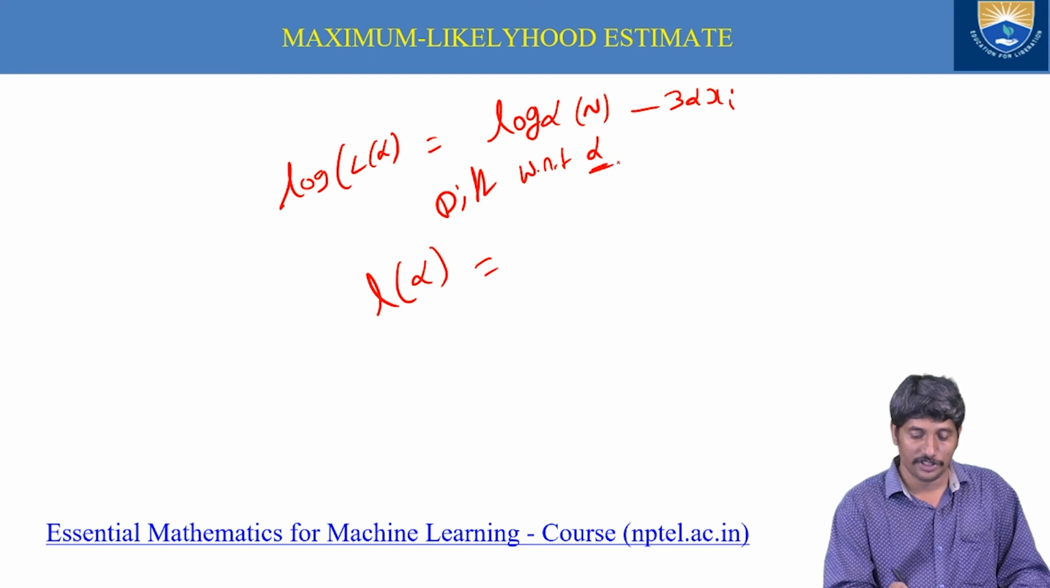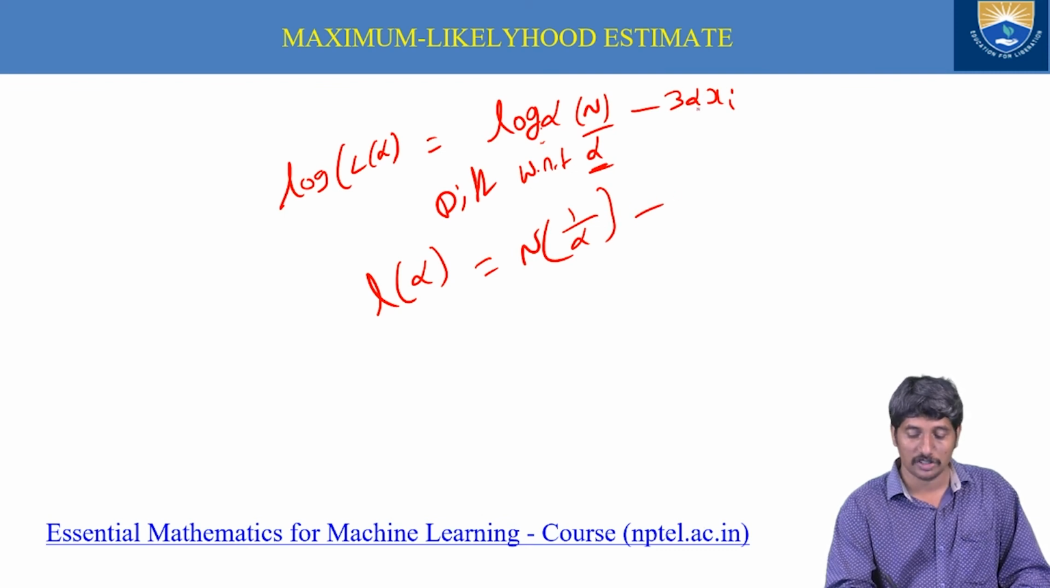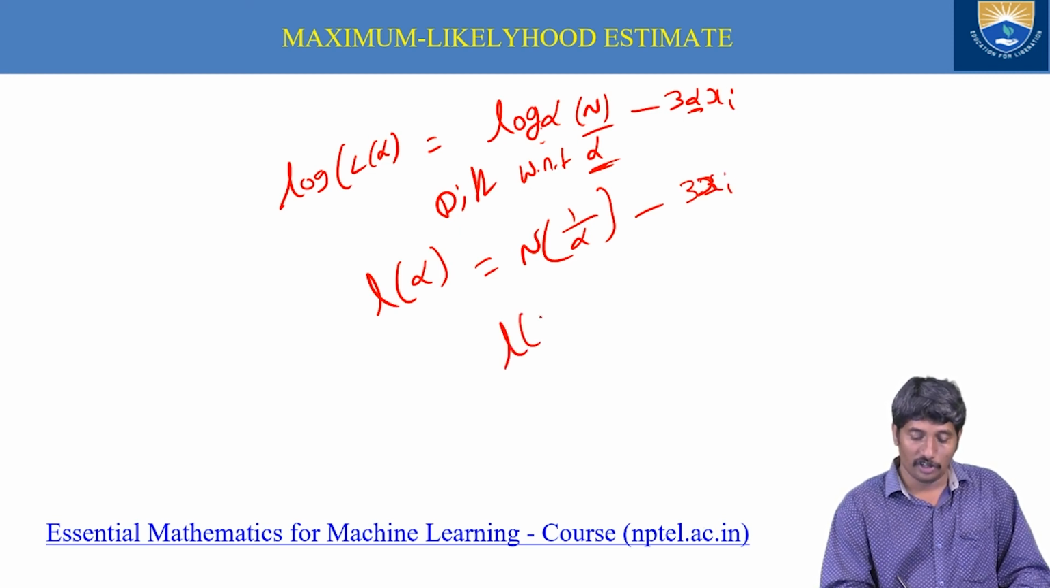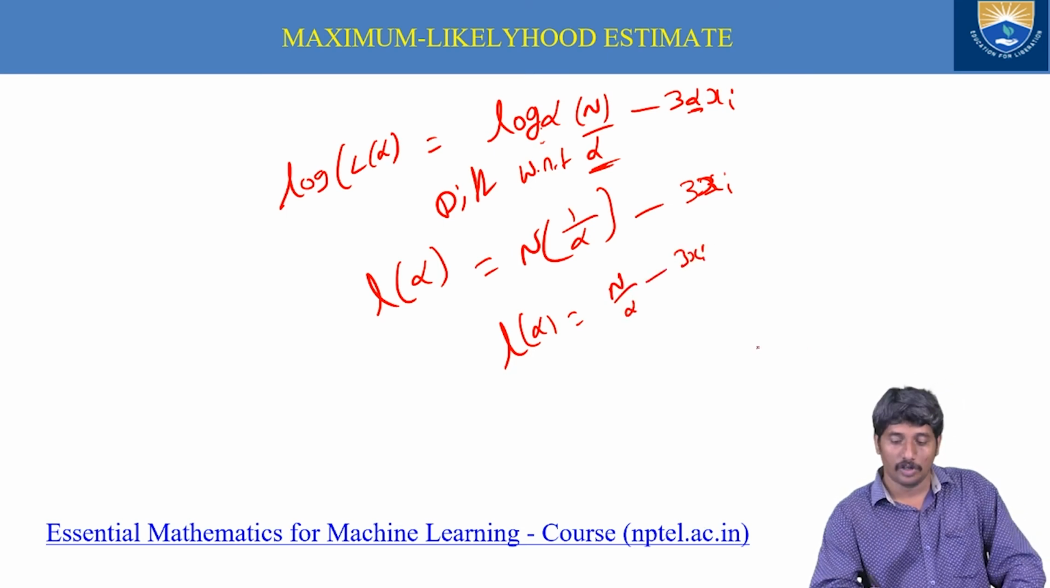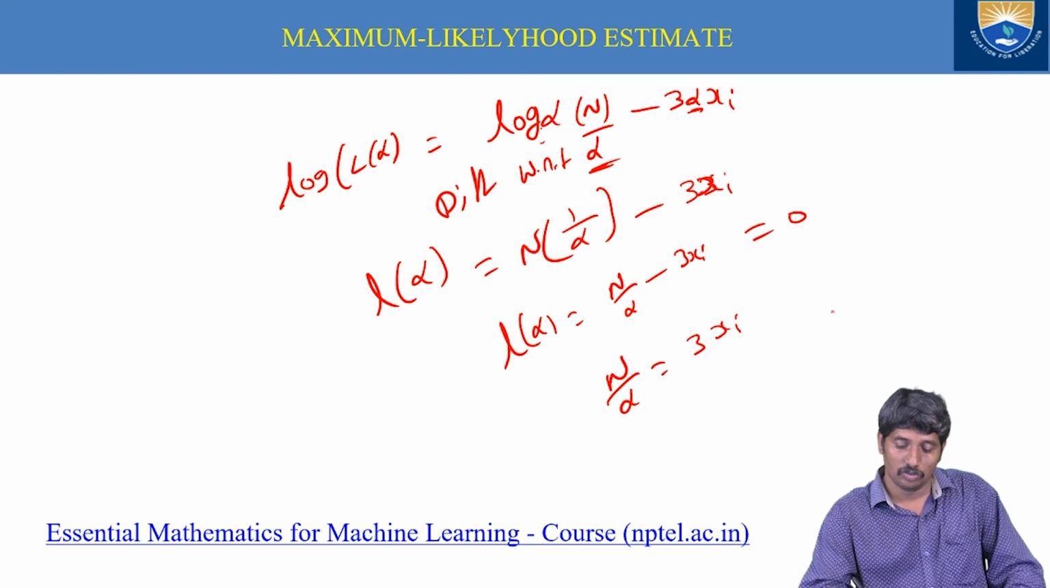Here we are differentiating with respect to alpha, so n is a constant, n comes out. The derivative of log x with respect to x is 1 by x, so log alpha derivative with respect to alpha is 1 by alpha, minus the derivative of alpha is 1, so 3xi. So what you got: l dash of alpha is equal to n by alpha minus 3xi. Now let us equate it to 0. Then n by alpha is equal to 3xi. Now we want to find alpha, that is alpha is equal to n by 3xi.